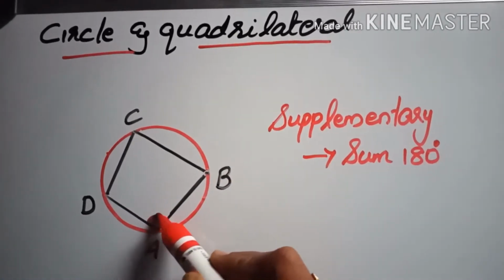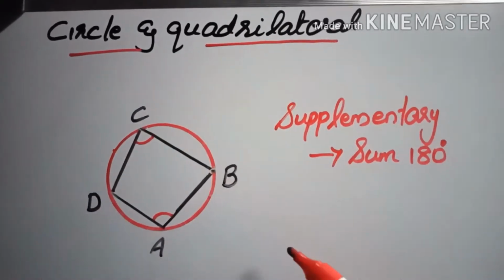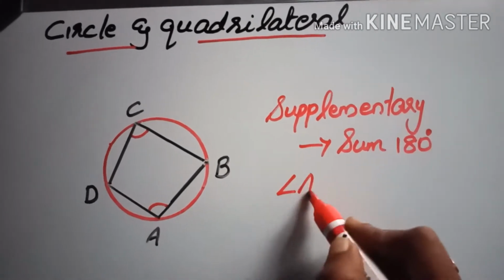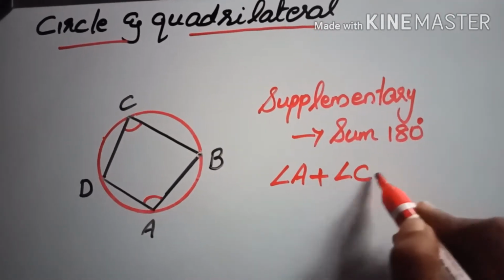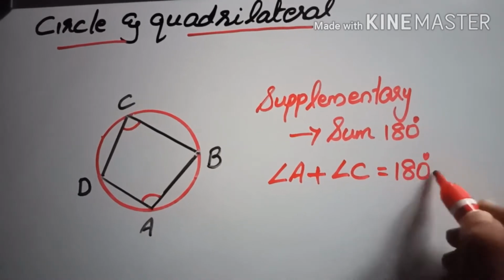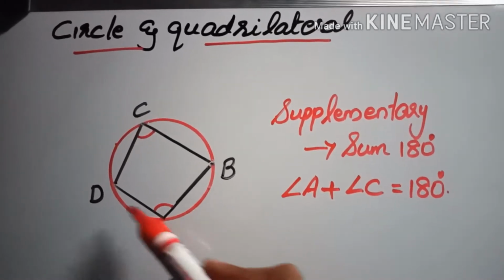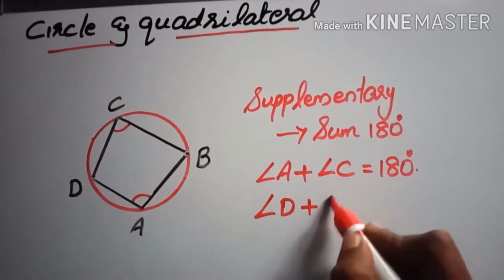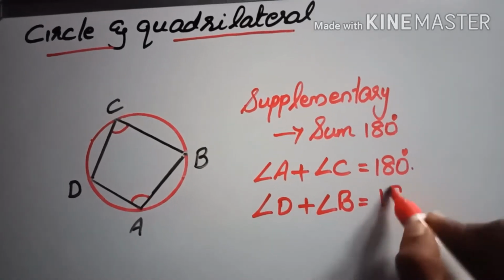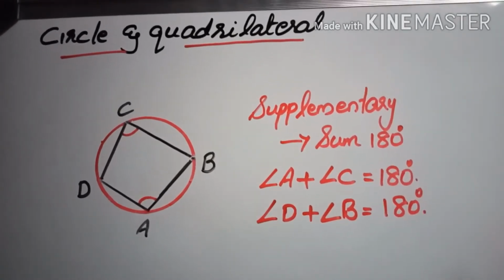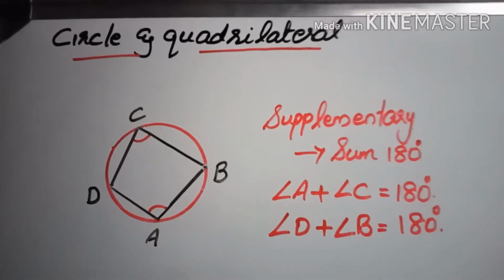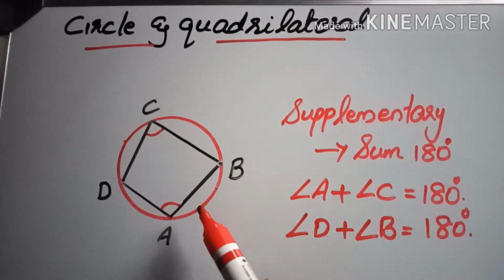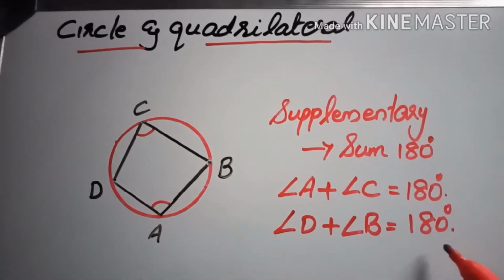That means here angle A and angle C are opposite angles. Sum of these two will be 180 degree. Angle A plus angle C will be equal to 180 degree. Similarly, next pair of opposite angles are angle D and angle B. So, angle D plus angle B will also be what? 180 degree. This is the first concept in this section. If all the four vertices of a quadrilateral are on the circle, then their opposite angles will be supplementary.